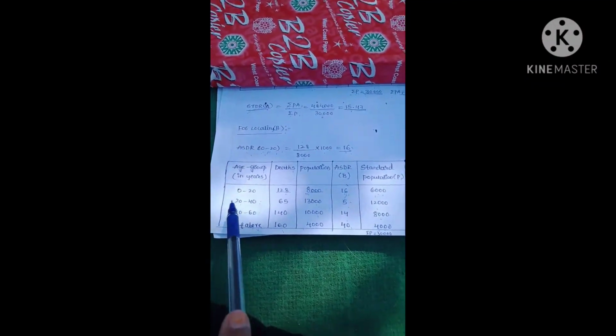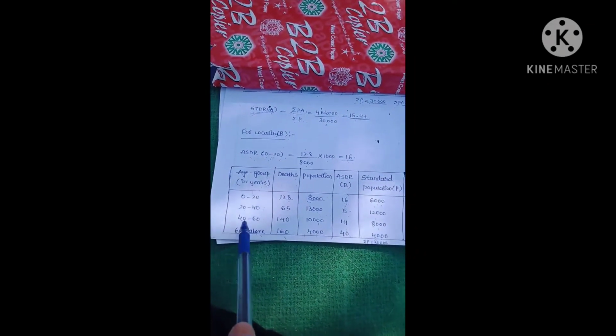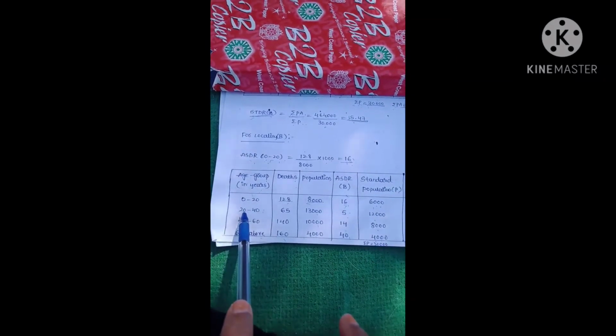How do we create this table? First we have to write the age group in years. Already these values are given in the question. What are the age groups here? 0 to 20, 20 to 40, 40 to 60, 60 and above.